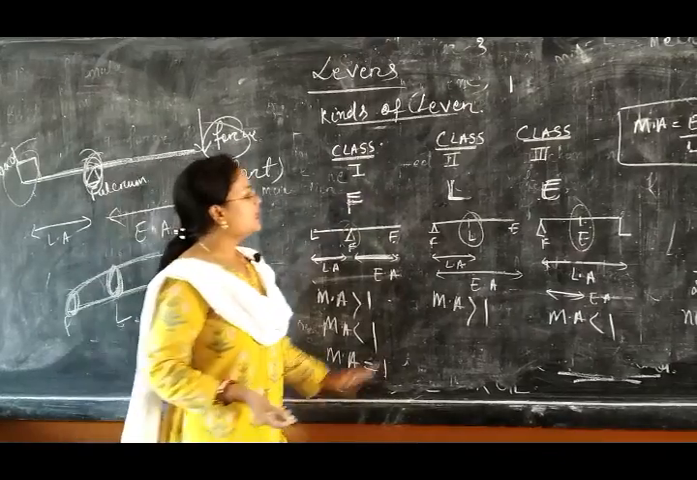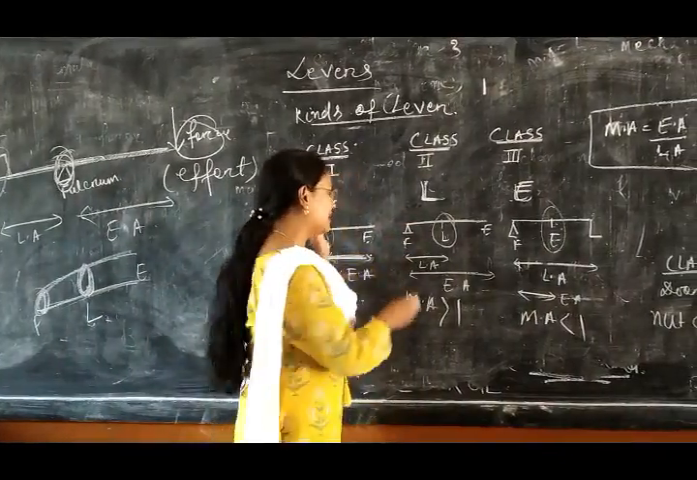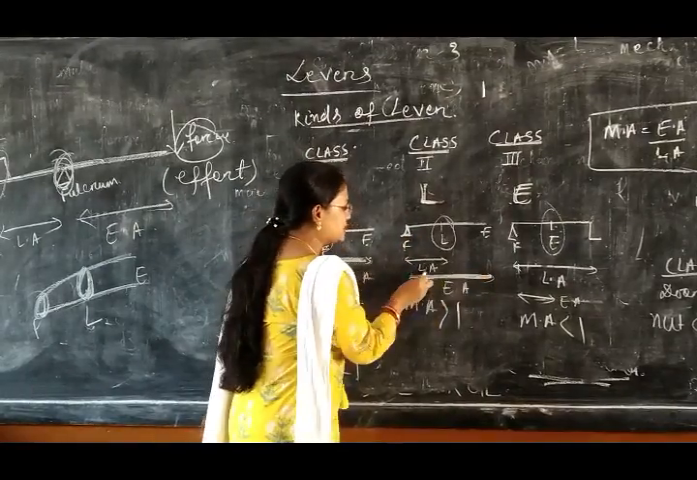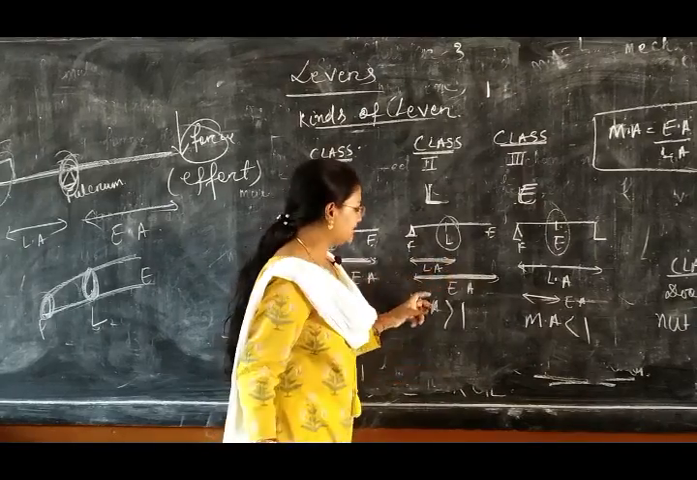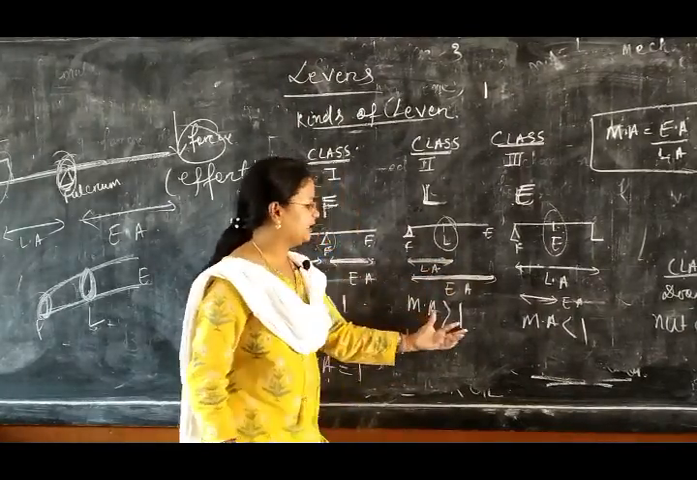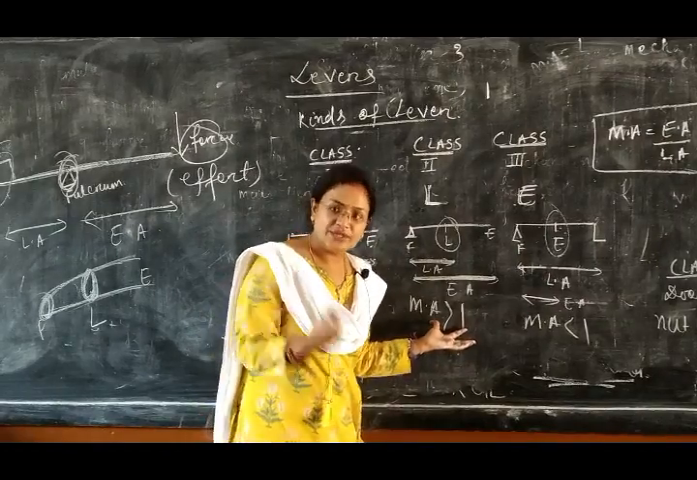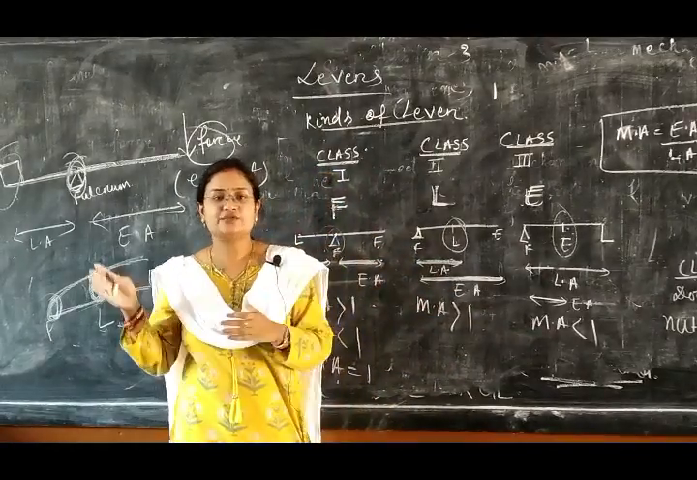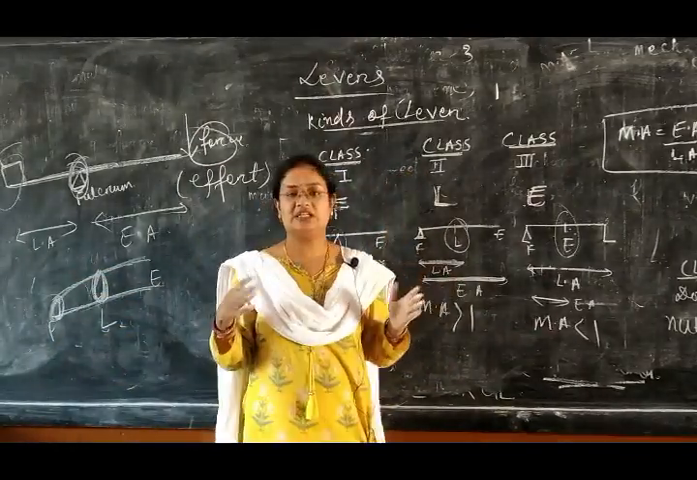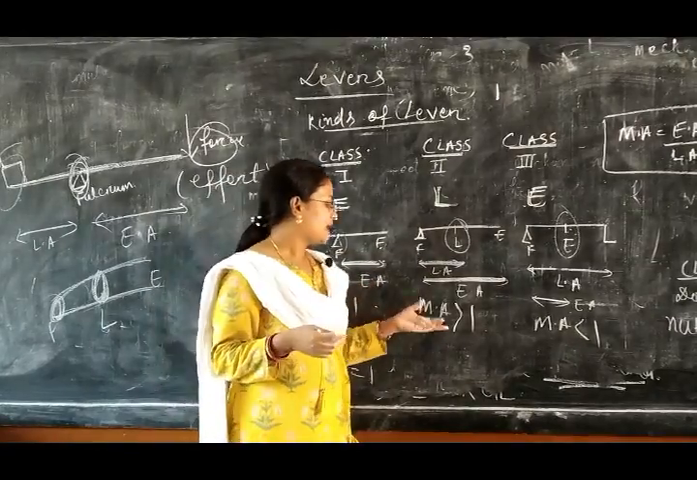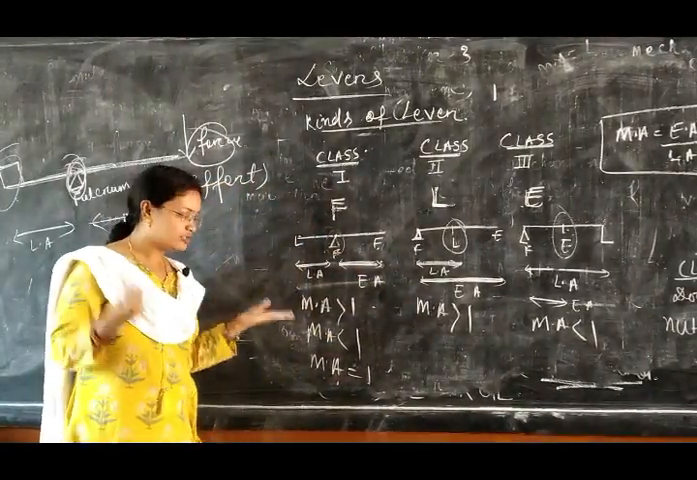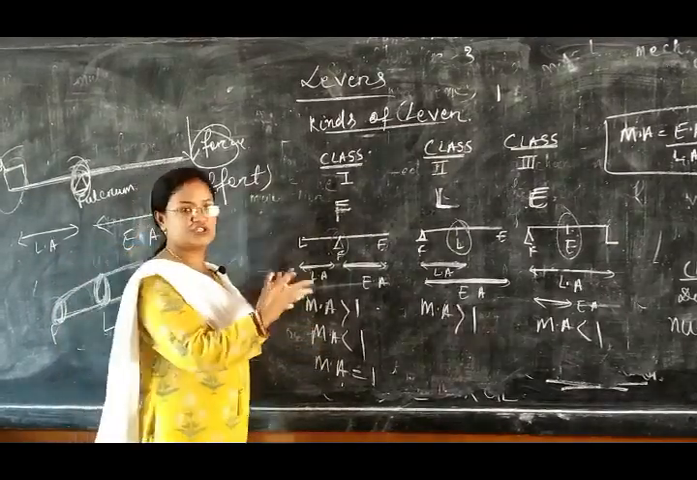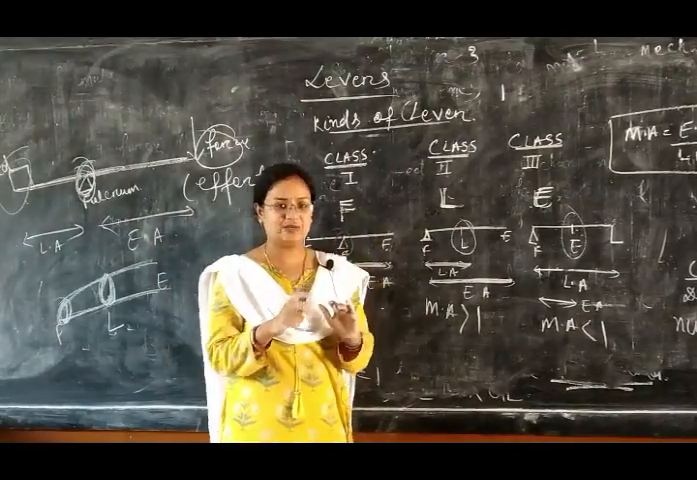Similarly for a class 2 lever, the fulcrum is at one corner. Here the effort arm is more than the load arm, so the mechanical advantage is greater than 1, and we know that if the mechanical advantage is greater than 1, it is used as a force multiplier. That means a class 2 lever is used as a force multiplier, and class 1 can be a force multiplier, a speed multiplier, and it can also equal 1. That means it can also change the direction of effort.